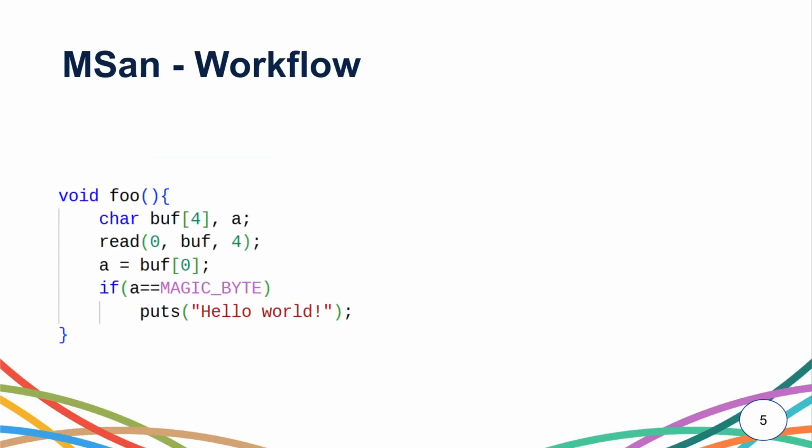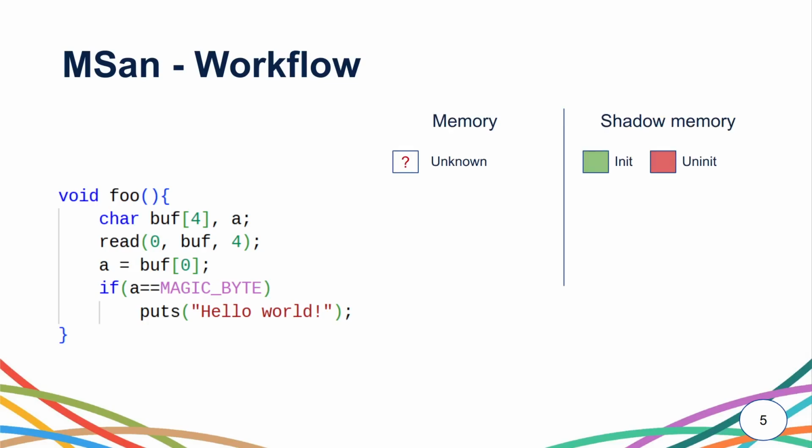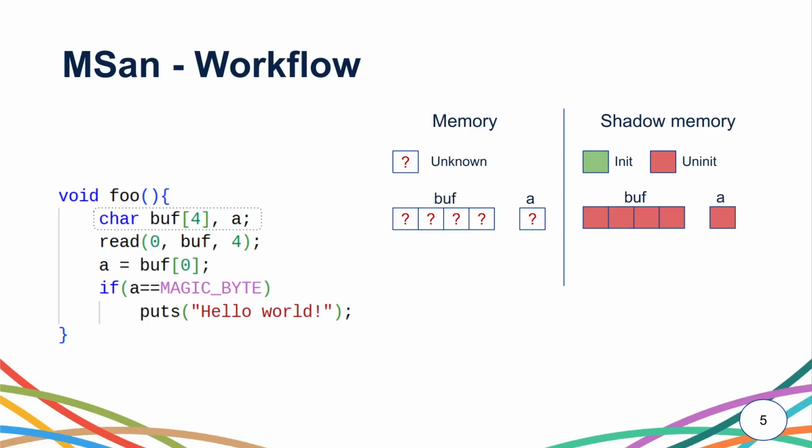The workflow for MSan is as follows in the program we saw before. At first, all the memory for both buff and A is going to be uninitialized, and we have no way of knowing what the content of these two variables is right now.